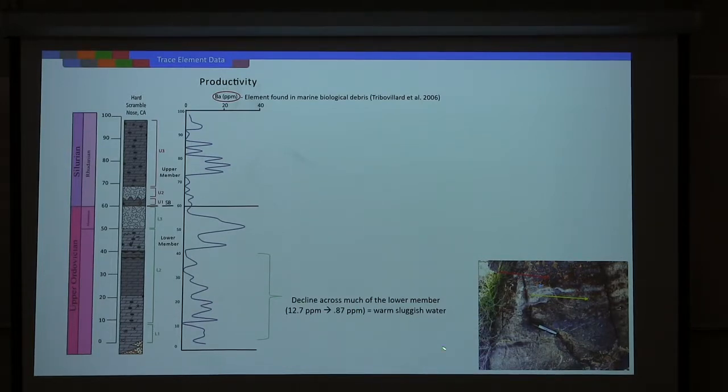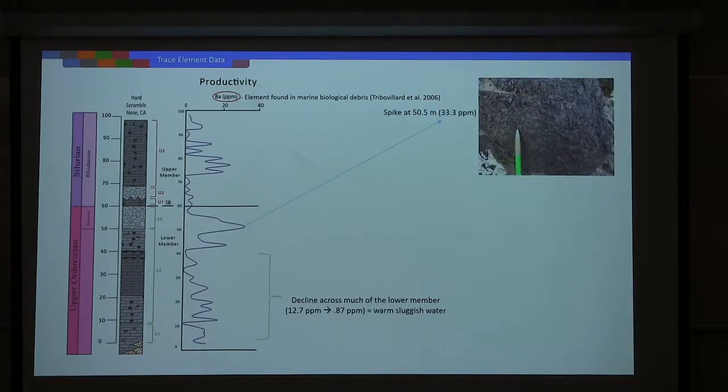This decrease in barium coincides nicely with these chert beds, or our rising sea levels under warm, sluggish conditions. Here we wouldn't expect to see large increases in productivity because we wouldn't have any glaciation to create that upwelling and deliver nutrients to the surface. It's not until 50.5 meters that we see the spike in barium at 33.3 parts per million.